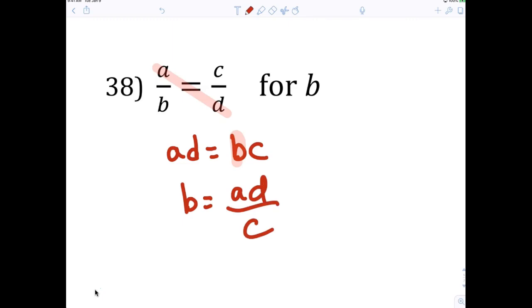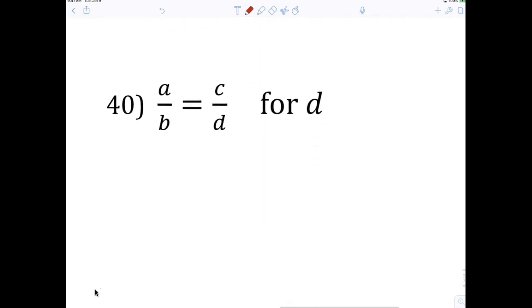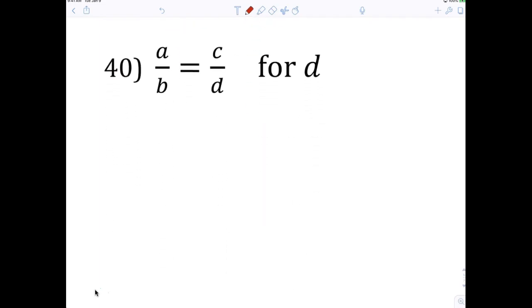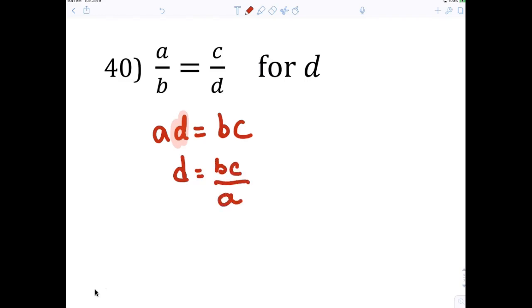Agreed? All right, Noah, lead me on 40. Oh, because we're solving for a different letter. So what do I do? So you multiply A times B. Good. Then you multiply B times C. Good. Then you divide by A. Yes, there you go. So D equals BC and then divide by A. That's it, guys. All right, everybody see what I'm saying?